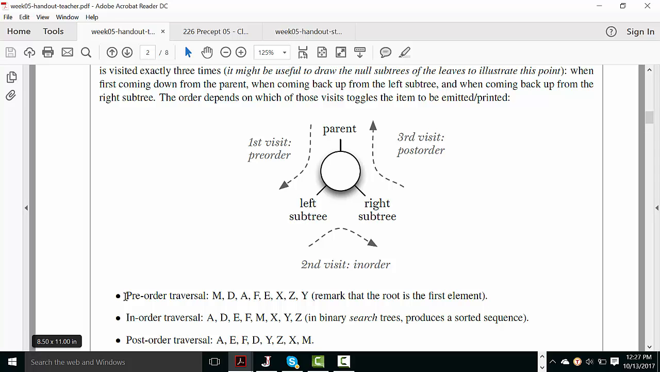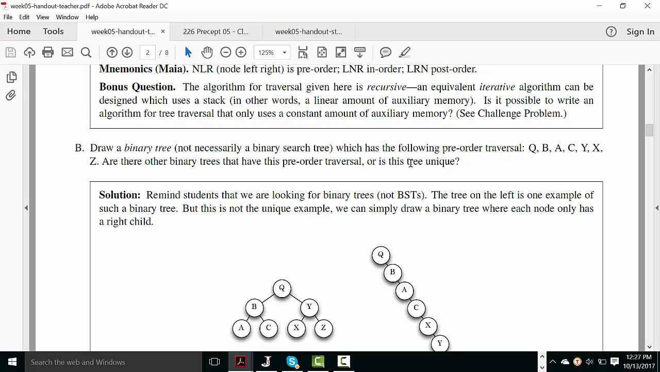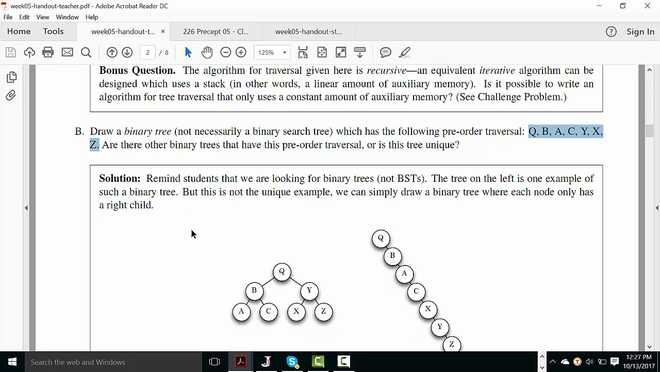So let's move on to the next question, which is to draw a binary tree which has the following pre-order traversal. So the only thing you have to satisfy is the pre-order traversal. Now, as you can imagine, there are a lot of trees you can draw to satisfy one pre-order traversal. If you organize all the nodes to the right, because you always go to the root in the pre-order traversal, then you go to the root and then you go to left and right. There's no left here, so you keep going to the root, and so you get that.